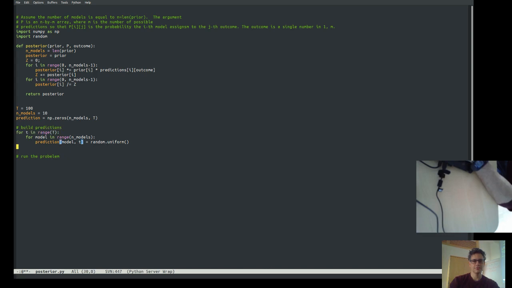Now do the same thing. Say rain is, okay, if random uniform is smaller than model prediction, first model, right? Sorry, zero. Yeah, that's what zero is in this language. Then we have to say rain outcome is one, right? Else rain zero.